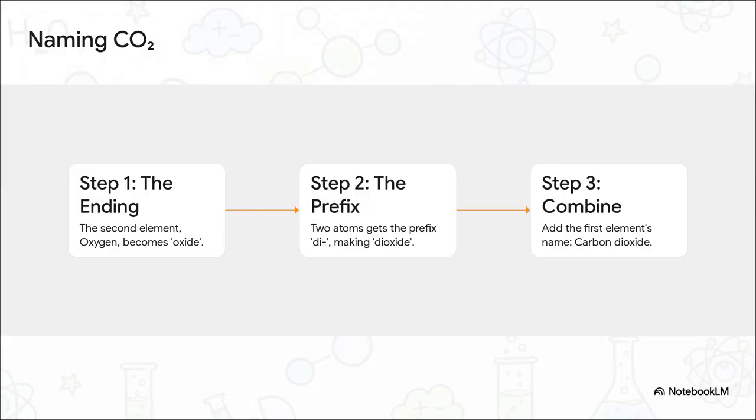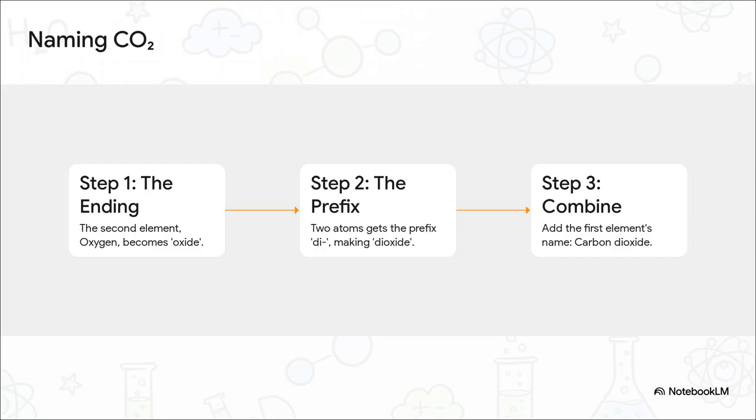Now, let's actually build the name from these parts. Here's how we put the puzzle together. Step 1, we always start with that second element, oxygen, and we change its ending to "ide." So, boom, it becomes oxide. Step 2, we look at how many oxygen atoms there are. There's 2, right? So we grab the prefix for 2, which is di. That gives us dioxide. And for the final step, you just stick the name of the first element, carbon, right on the front. And there you have it, carbon dioxide.